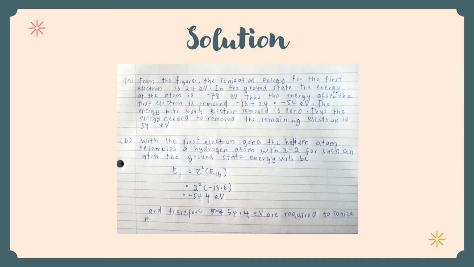For B, the answer is: with the first electron gone, the helium atom resembles a hydrogen atom with Z equals 2. For such an atom, the ground state energy will be E1 equals Z squared multiplied by E. So, we have 2 squared multiplied by negative 13.6. The value is negative 54.4 electron-volt, and therefore 54.4 electron-volt is required to ionize it.